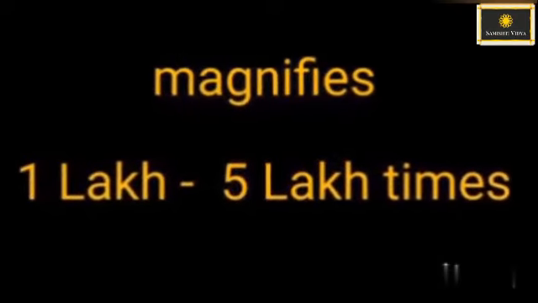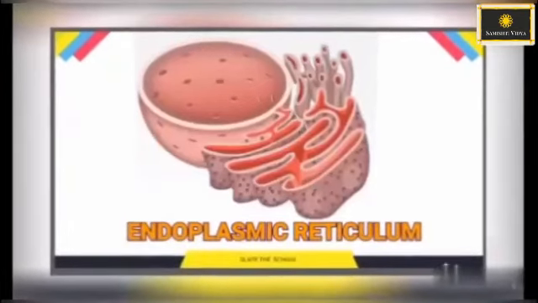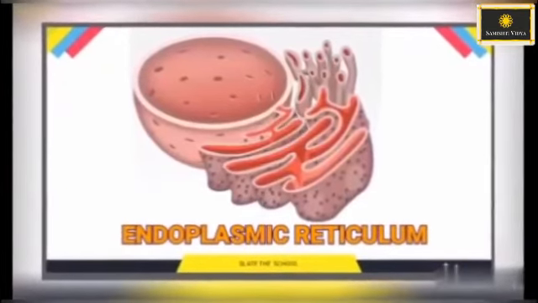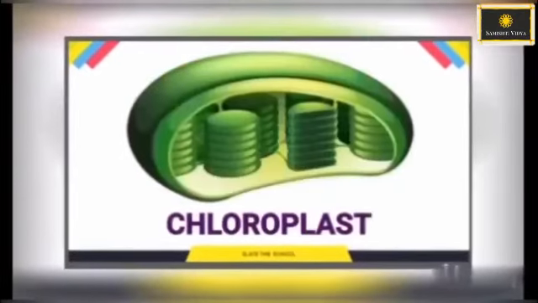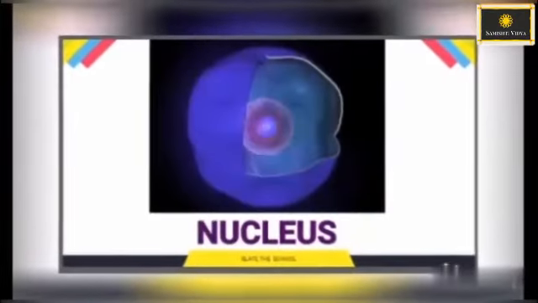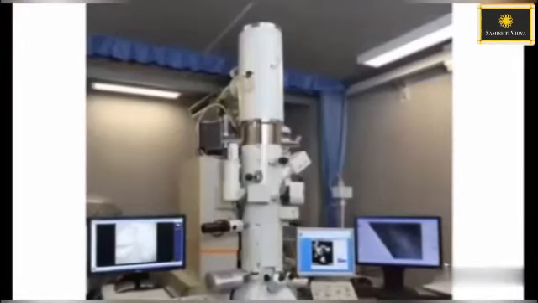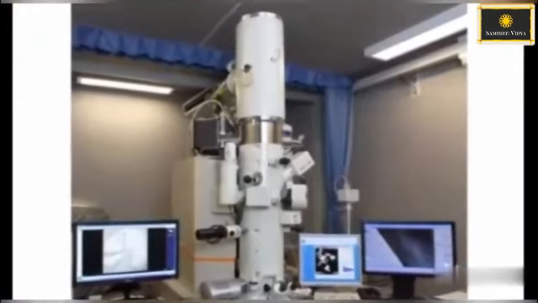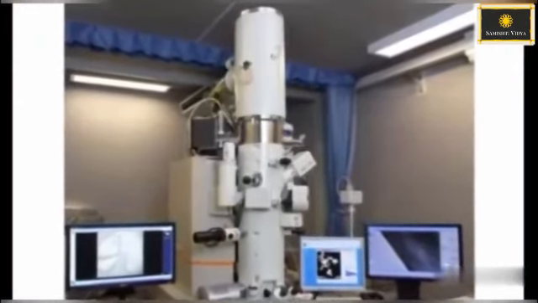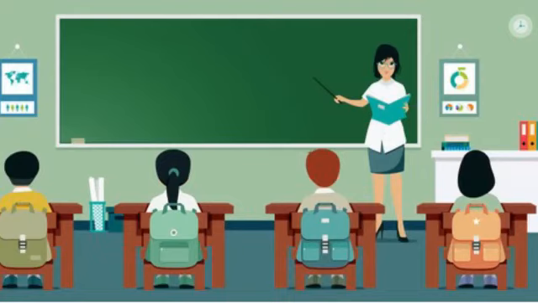The structure of most of the cell organelles such as endoplasmic reticulum, mitochondria, chloroplast, nucleus, etc. were known and understood only after the discovery of the electron microscope. Hope you all understood the concept and enjoyed it.